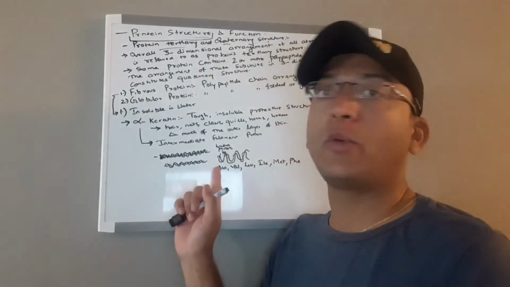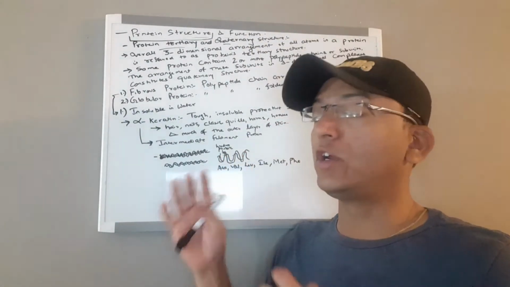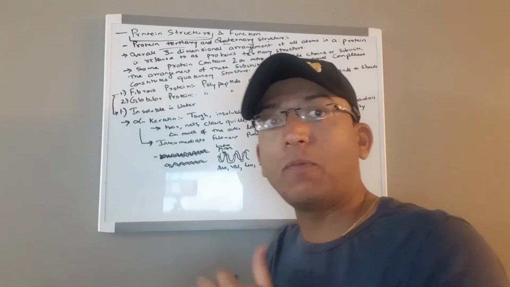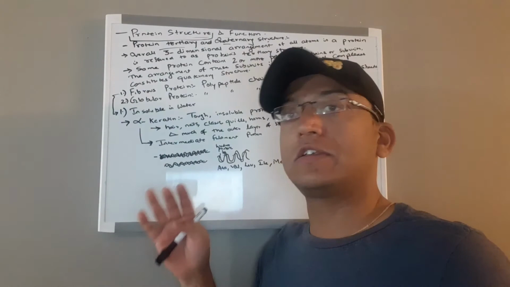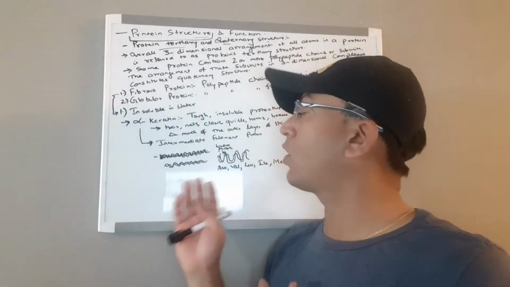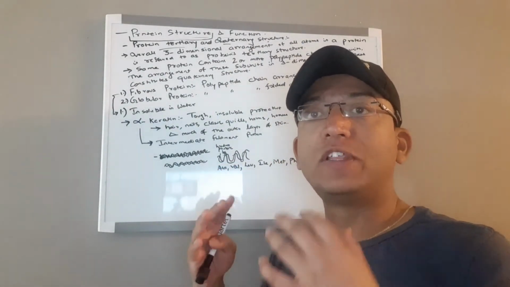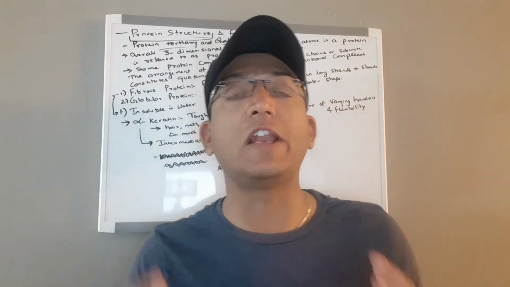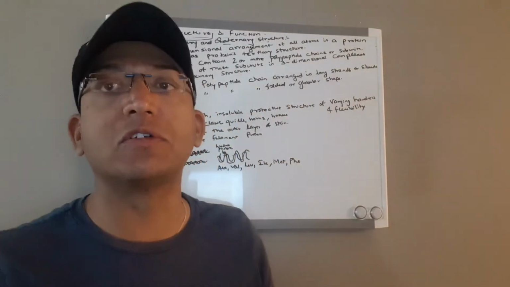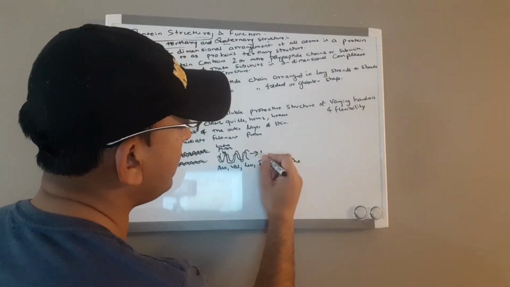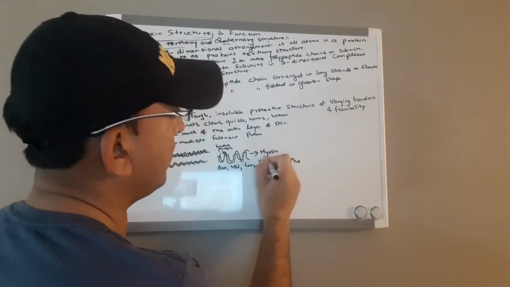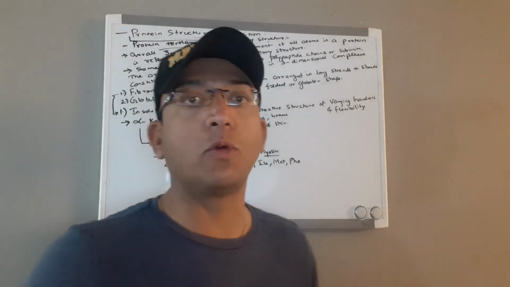So this intertwining structure of the two alpha helical polypeptides is an example of a quaternary structure. So this is a quaternary structure, and coiled coils of this type are common structural elements in filamentous proteins and in muscle proteins. For example, that is myosin as well. Myosin is also found in the protein.